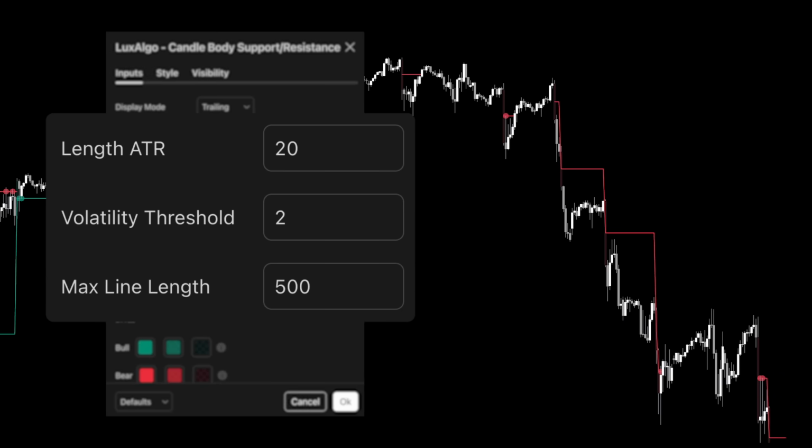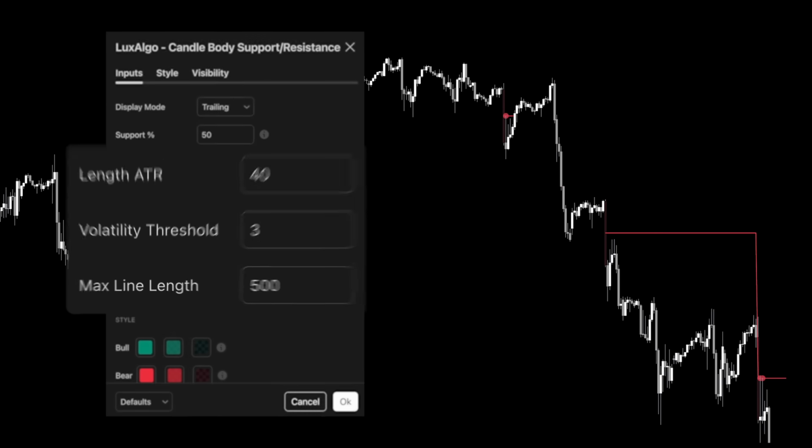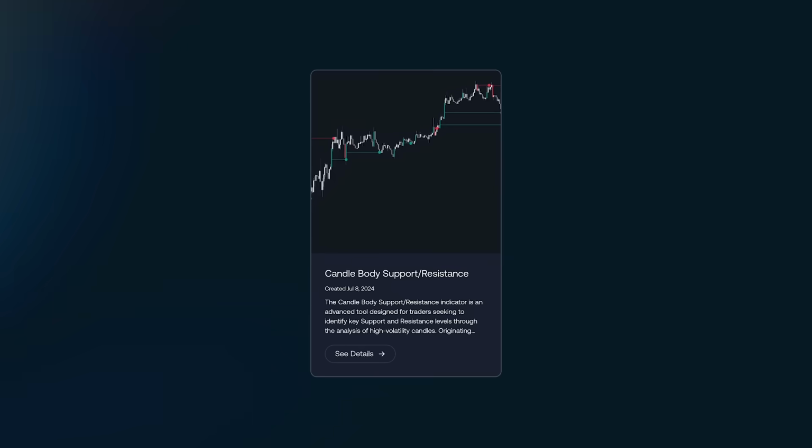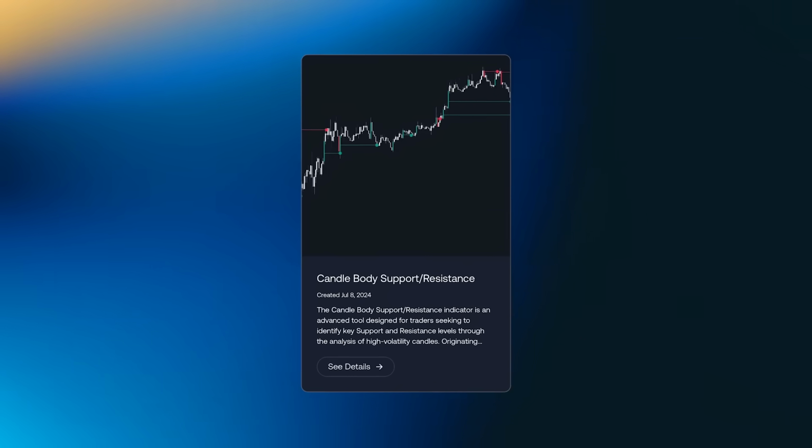Just below that, you'll find filter settings that let you adjust the sensitivity of the volatility detection. This is where you can tweak the ATR multiplier and other parameters to better match the dynamics of your specific market or trading style. And finally, the style options give you control over how the indicator displays, like adjusting the colors of bullish and bearish volatility candles to fit your chart aesthetic. And that covers all the settings available within the indicator.